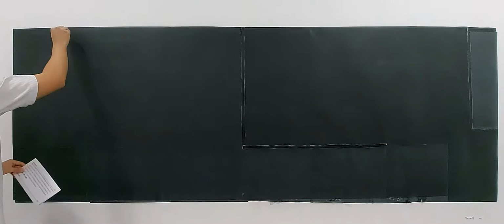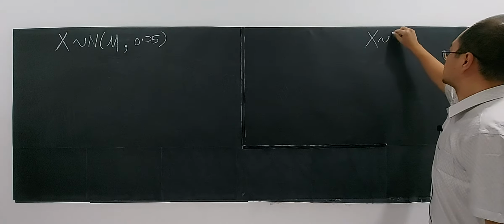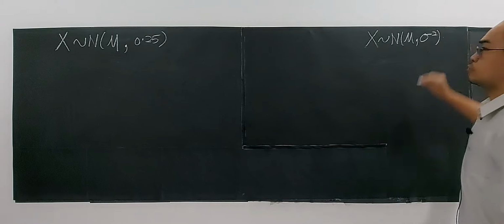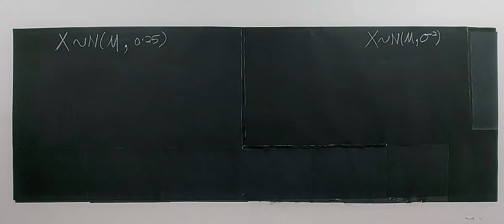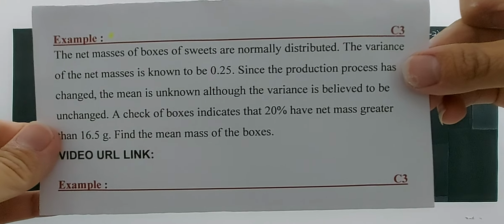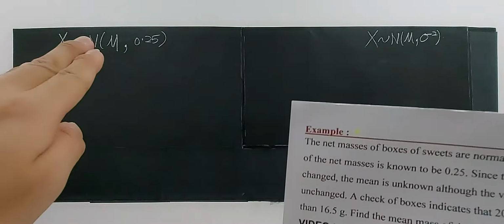We don't know the mean, right? The mean is not given, but the variance of the net mass is given. This is your variance. A normal distribution is defined by the mean and the variance. Since the production process has changed, the mean is unknown, although the variance is believed to be unchanged. So the mean is the one changing here, and the variance is believed to be unchanged.